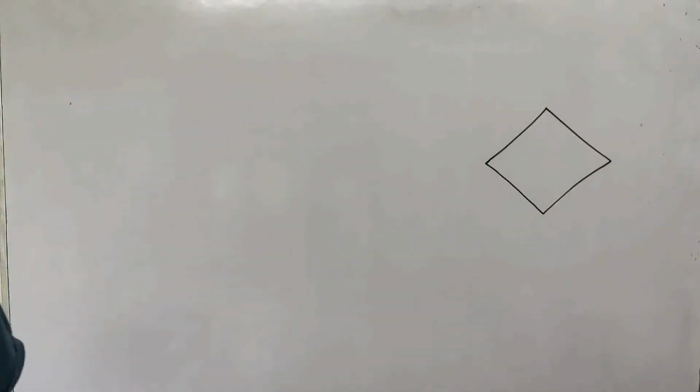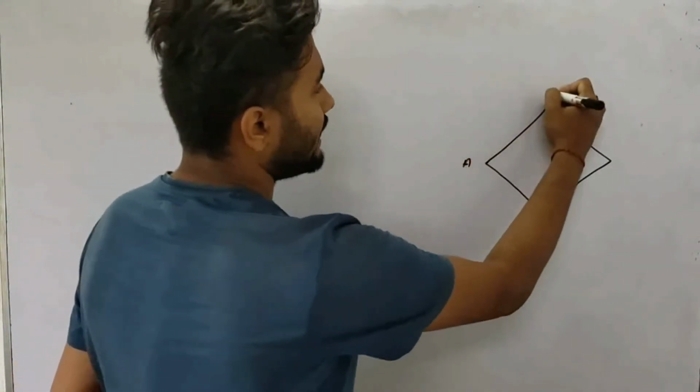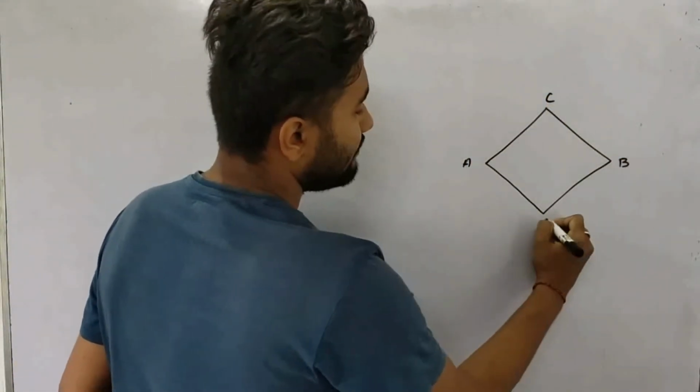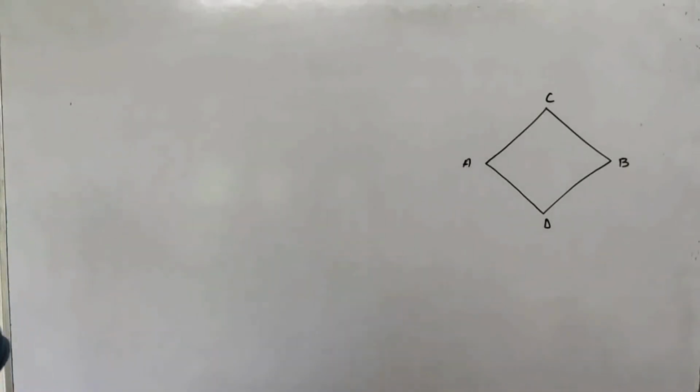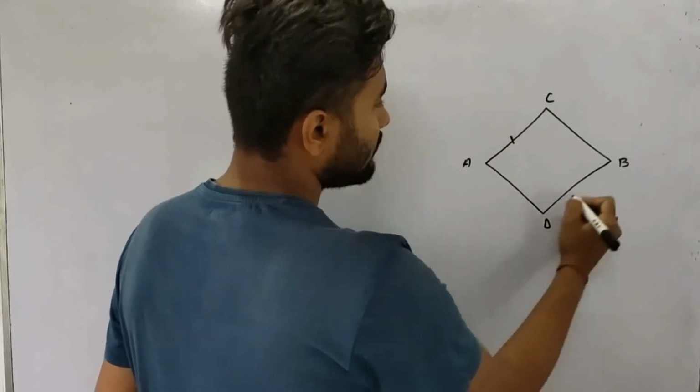Okay. So in quadrilateral ACBD, I am drawing it as it is in the book. ACBD. You draw from the book only. AC is equal to BD. AC is equal to what?